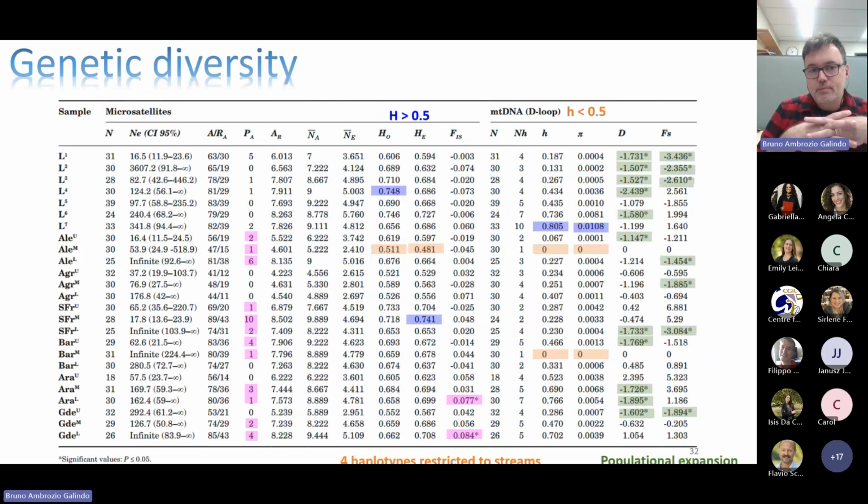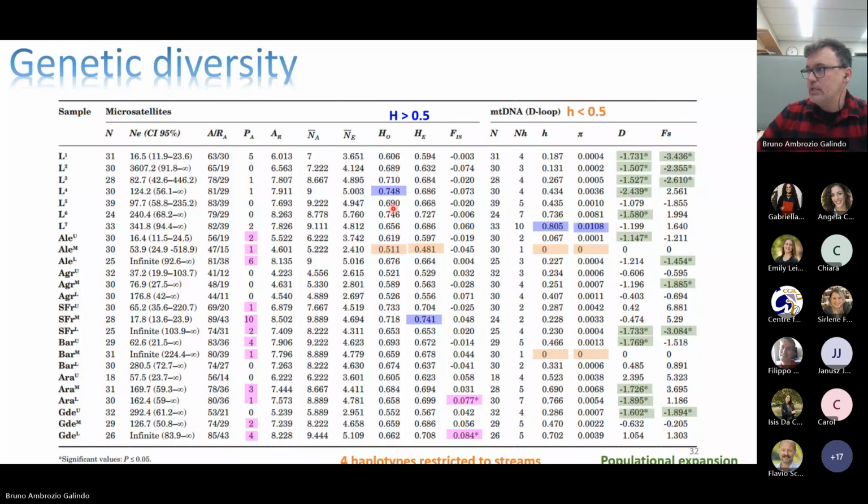And here we have some results. As I told you, I would like to highlight the importance of streams for genetic conservation in fresh waters. So here I have the 7 collection sites in the river, and here all collection sites in streams, and you can see the number of private alleles we found in streams. We also found 4 haplotypes restricted to streams.